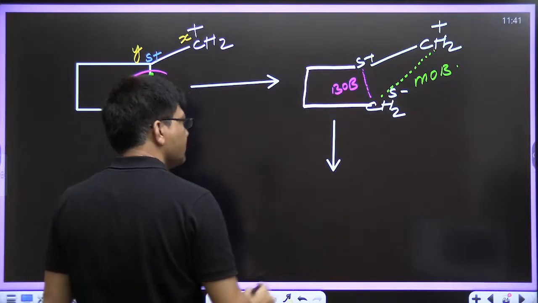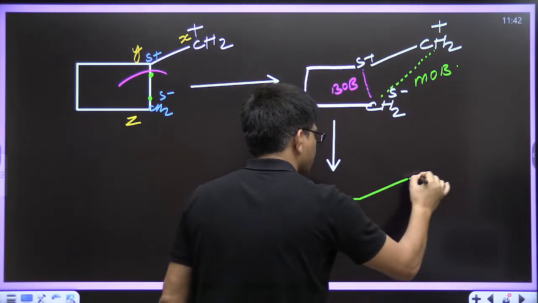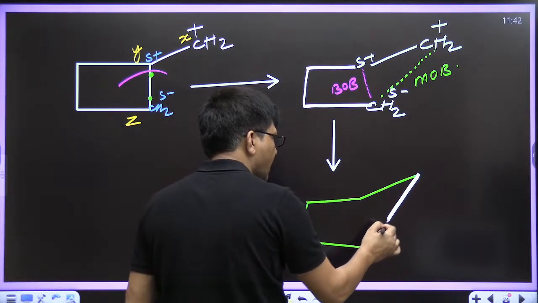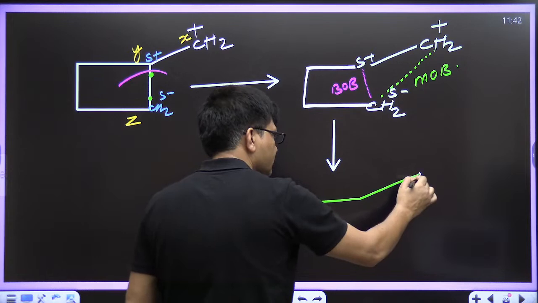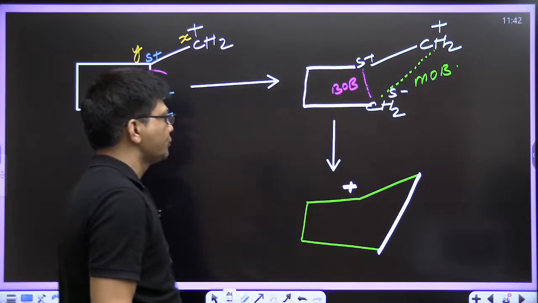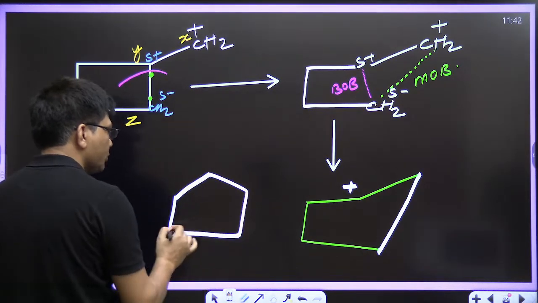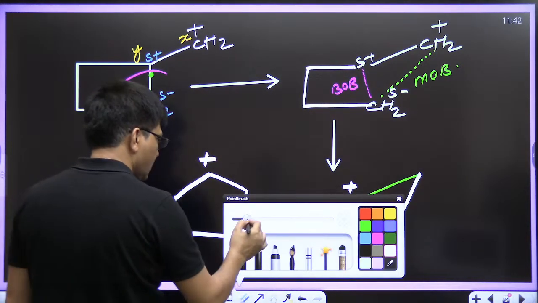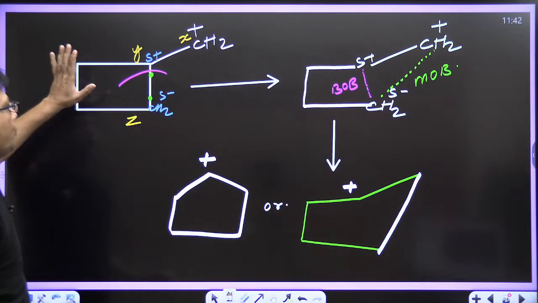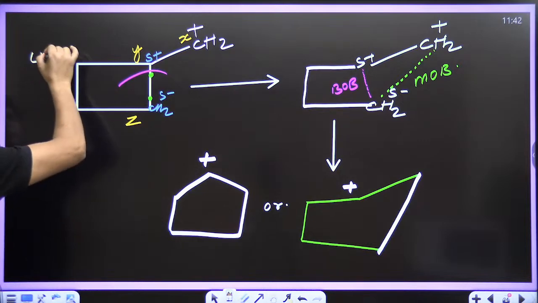See kids, try to understand. It's like this, and this new bond has been formed right now. You can see clearly this new bond has been formed, and this is having positive charge. So this is a 5-membered ring. You can write it like this, or you can draw it like this. Both mean the same, so both rings are the same. This 4-membered ring has expanded to a 5-membered ring.